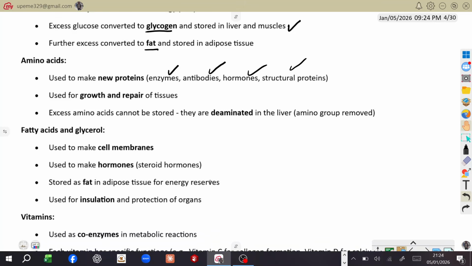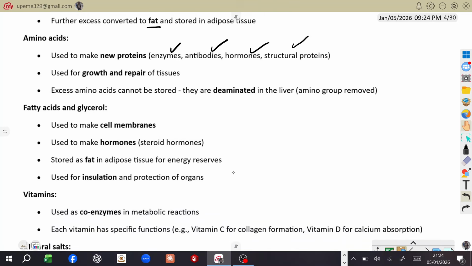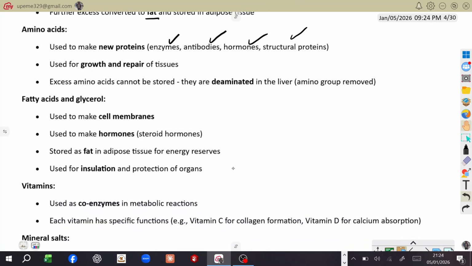Then what is the use of fatty acids when they are absorbed? Fatty acids and glycerol are used to make cell membranes. They are also used to make hormones like steroid hormones, and stored as fats in adipose tissue for energy reserves. Fats are stored for future use, and also used for insulation and protection of organs.